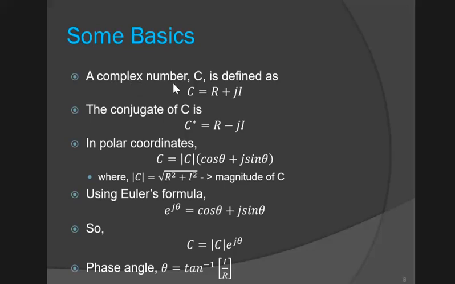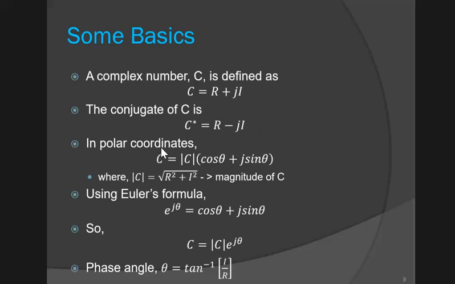A complex number C is defined as C equals R plus jI. Now this R is the real part of that number and I represents the imaginary part of that number. The value of j is square root of -1. The conjugate of C is represented by C star, and here we have the opposite sign for the imaginary part. So the conjugate of C will be C star equals R minus jI.